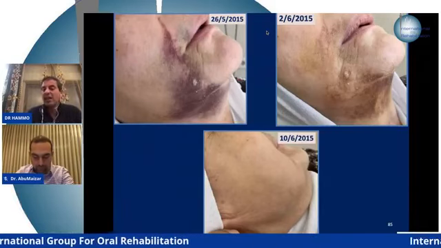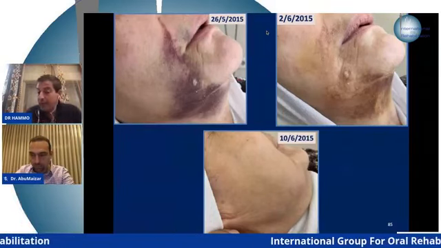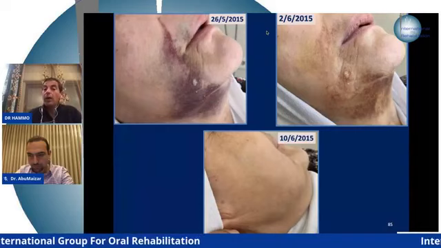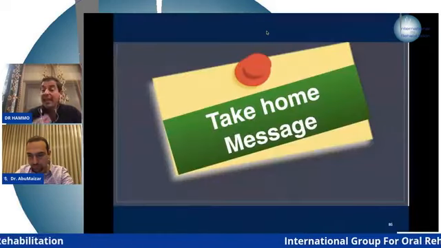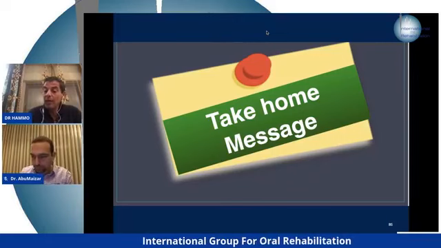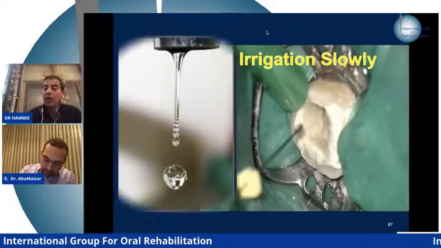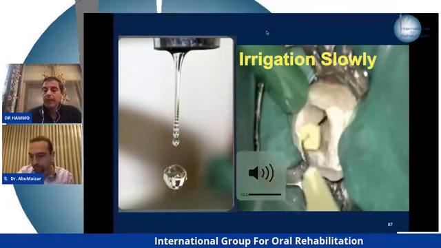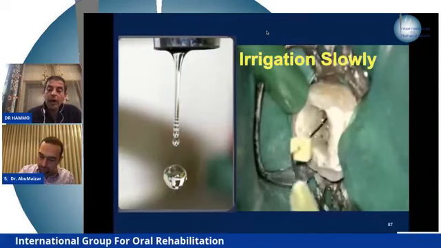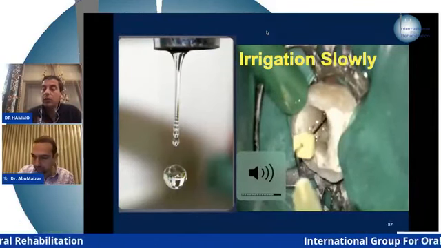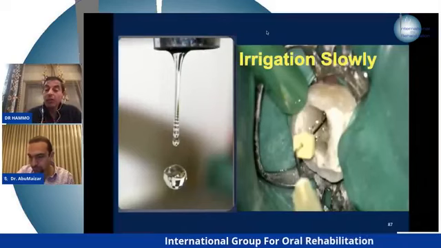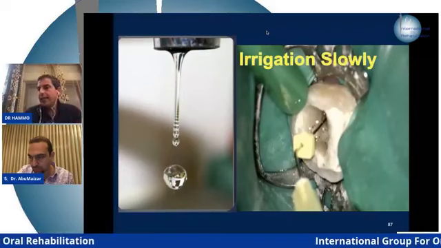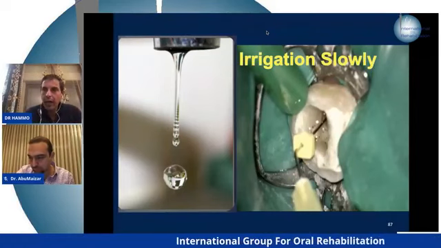It is a nightmare for the dentist and for the patient. The best thing to do is to take all the measures of prevention while you are making irrigation. The best thing which I can advise you is the following: irrigate slowly. Take your time while you are irrigating, otherwise you might cause trouble. And for those, it's better to use chlorhexidine rather than sodium hypochlorite or just saline.